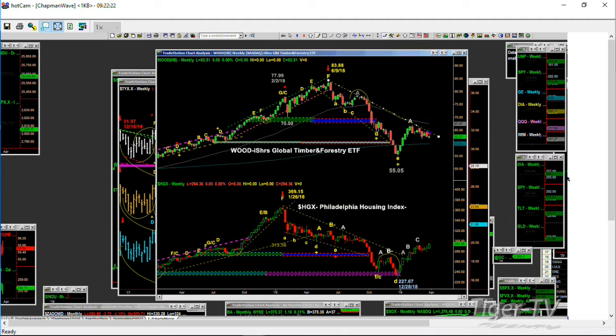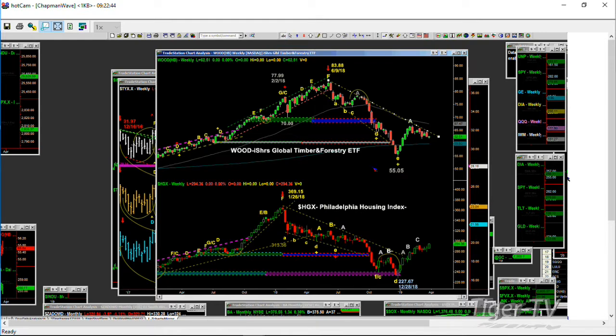That's very important. I want to see WOOD, the iShares Timber and Forestry ETF, sometime by July, August, up in the 71 area, not at 62. I want another 9 points. I don't want to be pulling back to the 200-period moving average around 60. I want to see higher prices. And this is a good sign.